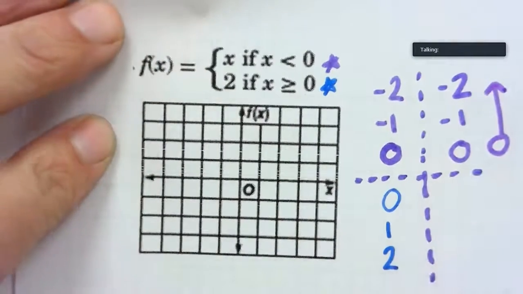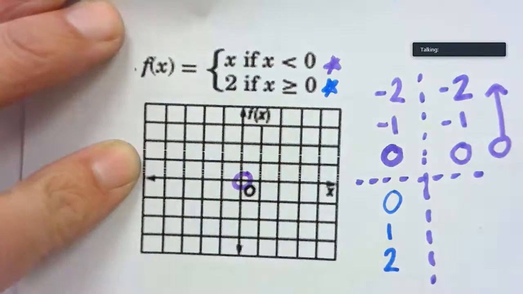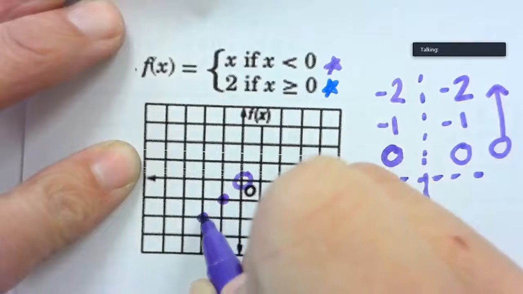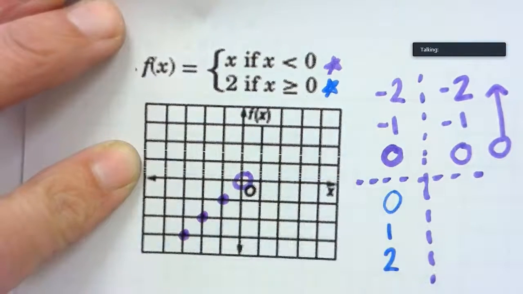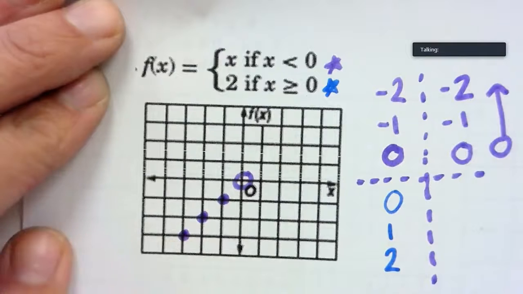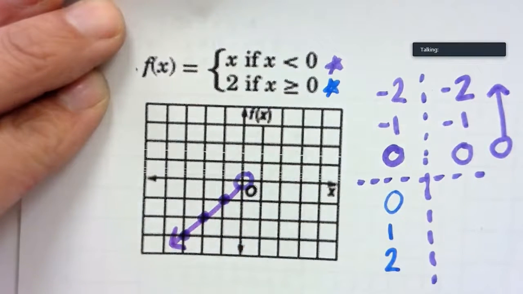So when I graph these points, it's an open circle at (0, 0). I plot (-1, -1) and (-2, -2). And again, it's going to the left, or the x value is getting smaller. So I go from my open circle and an arrow through my points to the left.